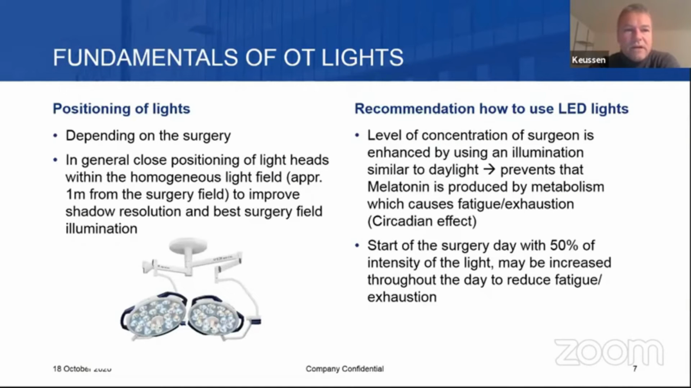Another question came up: how to position the light during operation. Well, we have to say it depends on the surgery, because there is no general rule of thumb. But if we should choose a general rule, it's that you should position the light heads quite close within the homogeneous light field, within this harmonic light column, which is something like 1 meter from the surgery field. This really improves the shadow resolution and also the surgery field illumination. So close positioning within this harmonic light column is the best choice.